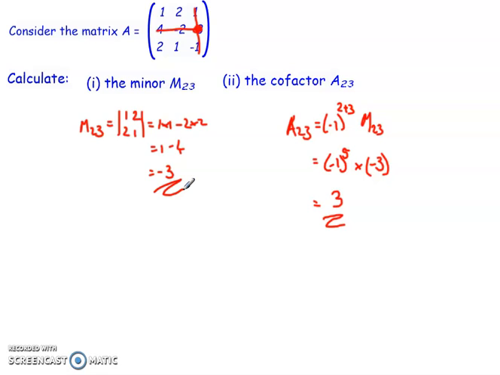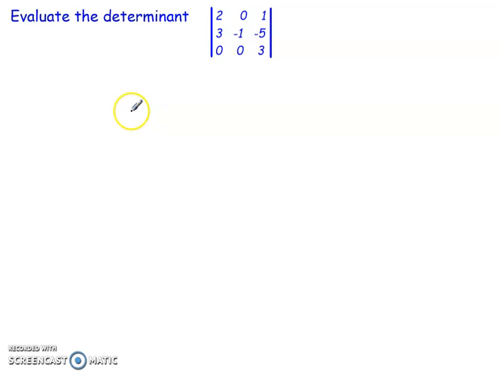Now this is then extended, and we could take this up to calculating the full determinant of a 3 by 3 matrix. What I'm going to do is I'm going to show you that now. So let's imagine I give you a 3 by 3 matrix like this, and I want you to evaluate the determinant. Now, as we said before, the determinant is calculated by taking an entry and then eliminating the row and column for that entry and multiplying it by the determinant of the 2 by 2 matrix that's left.